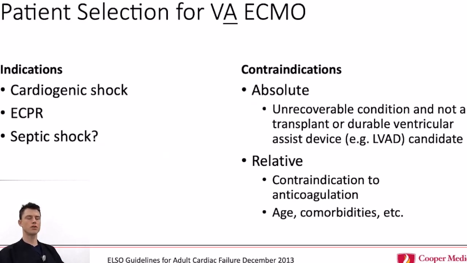And then relative contraindications, similarly, contraindications to anticoagulation, age, comorbidities. So with VA ECMO, you're at higher risk if there are clots that form in the circuit, where those end up going and cause strokes and other things, whereas with VV ECMO, we're going to the venous side. So it's not going to cause a stroke per se. There's a little bit more tolerance of not being on anticoagulation. So it's something we consider with the VA ECMO patients more.